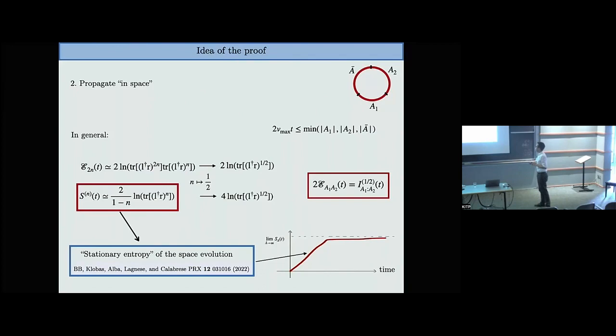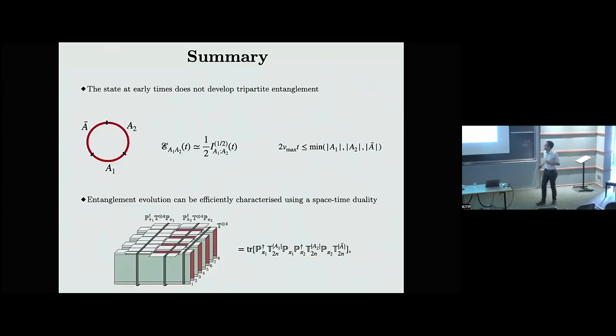Okay, so with that, I think I can summarize. Essentially, I wanted to convey 2 points with this talk. So one is that the state at early times does not develop tripartite entanglement if you just have local unitary evolutions. And the second point is that one can characterize efficiently and intuitively, I would argue, the entanglement evolution in terms of this space-time duality picture.